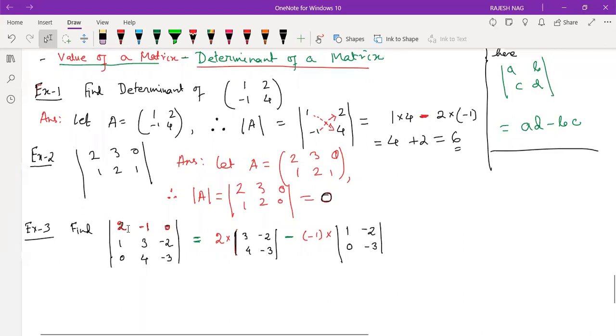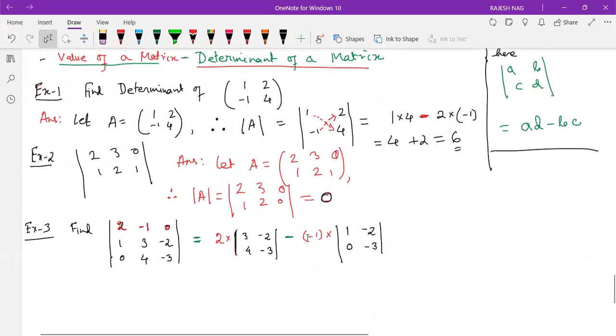See, I have colored it red for easier understanding. Start with the first row. First row, first value 2. 2 into multiply this case 3 4 minus 2 3. You have to multiply this. This 2 by 2 determinant you have to calculate. 3 4 minus 2 minus 3 like this. Minus, you have to use this minus symbol, and then minus 1, the second term for the first row.